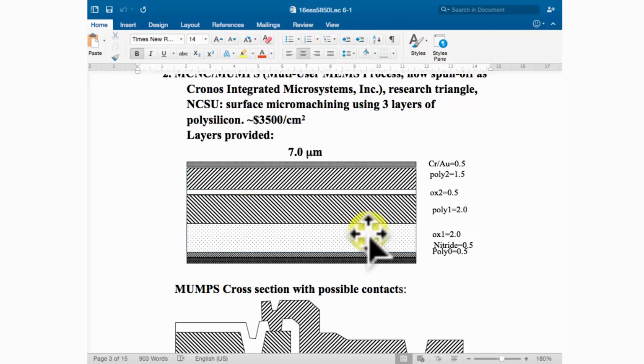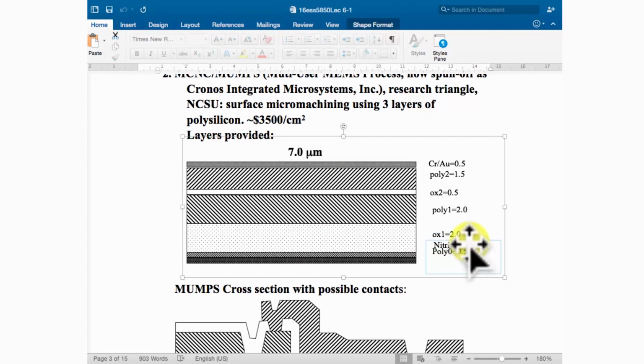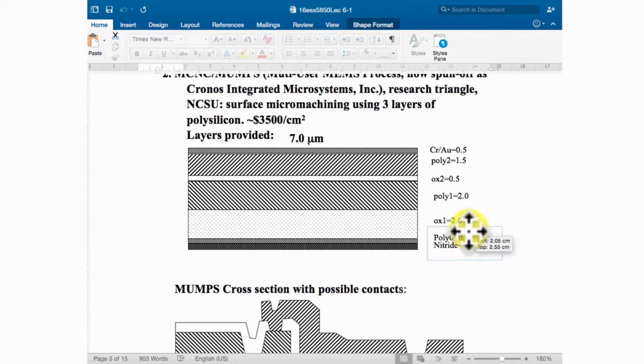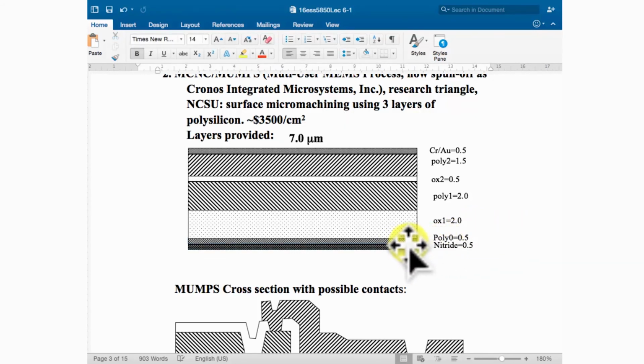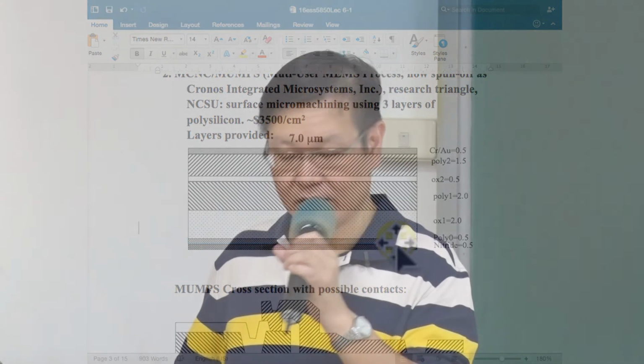In addition to the structure material, the multi-user MEMS process also provides signal connections. There are 2 types of signal connection. One is from the bottom, the other is from the top. From the bottom, you can see there is a poly. This thin polysilicon layer, we call poly 0, is only half micron. Poly 0 is not used as a structure layer. It is used as an electrical connection, connecting signals into the device. It's not used for fabrication of the structure.